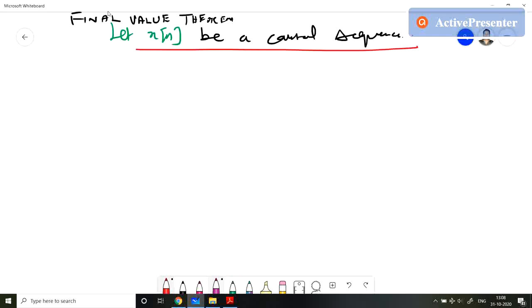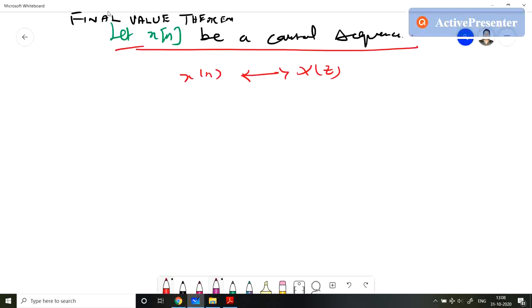If you remember, in the previous case we have shown the initial value theorem, x0 is equal to limit z tends to infinity X(z). In that case also we have considered that xn is a causal sequence. So here also we are assuming that xn is a causal sequence and the z transform of xn is equal to X(z).